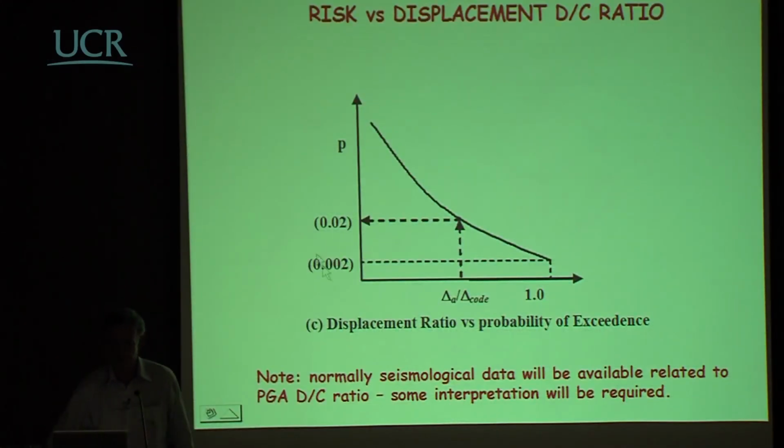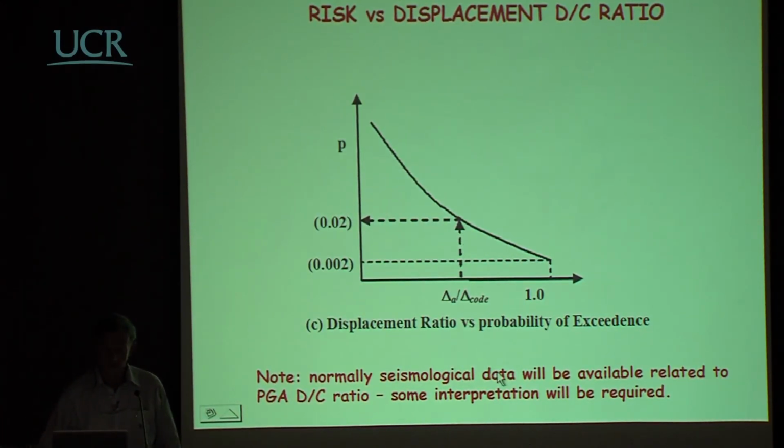What we need to have is data of this form, where we have relationships between the displacement capacity as calculated and the code displacement demand that we would have for that structure, and relations between that and the annual probability of exceedance as shown here, so that having calculated this value, we could come across to the curve and find out what the risk associated with that is.